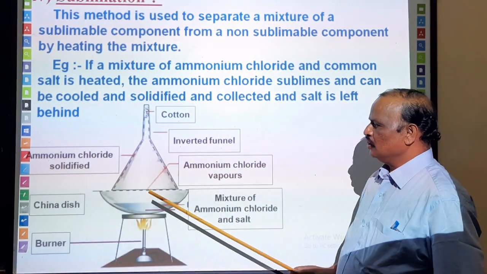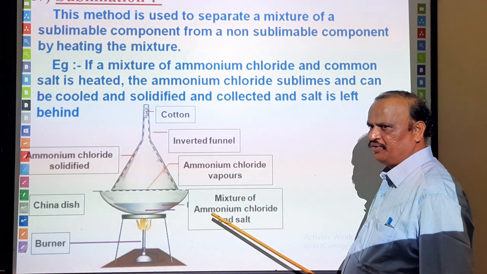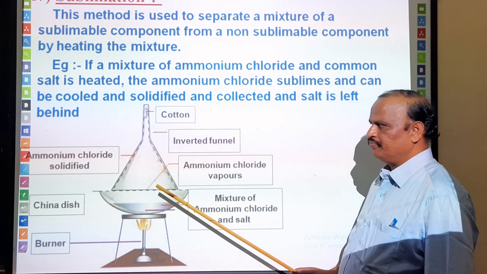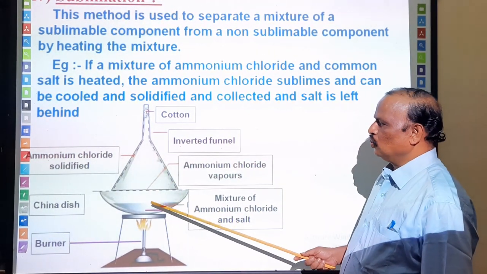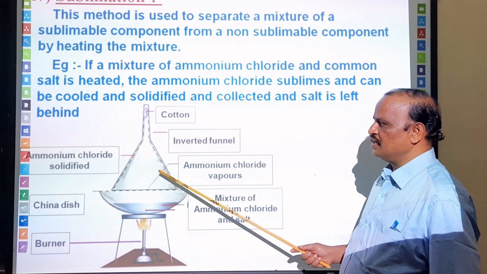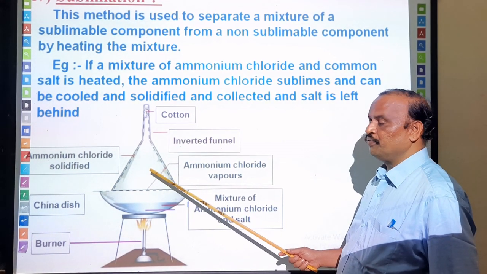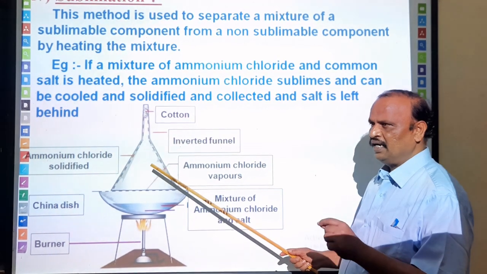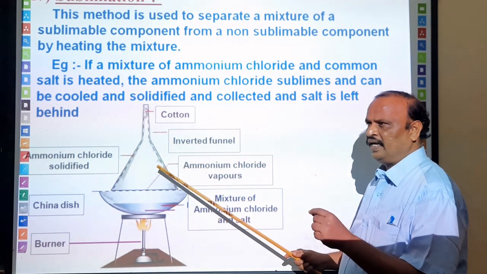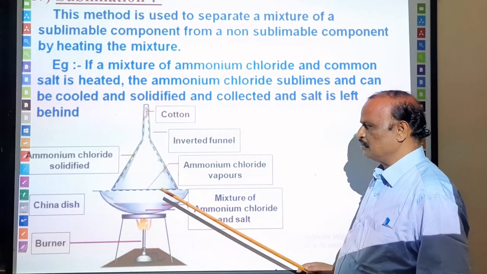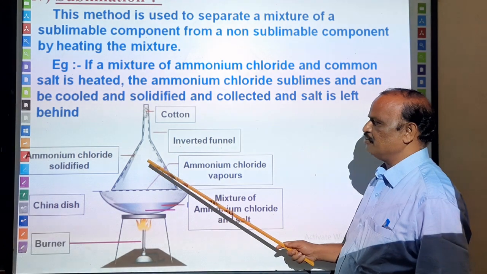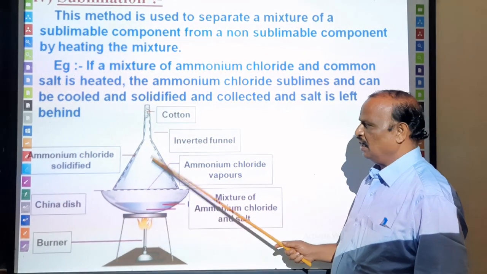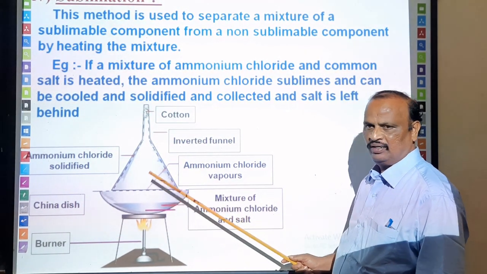Okay, sublimation. So you take an ammonium chloride and salt mixture and heat it. What happens there? Ammonium chloride undergoes sublimation, so gas is going to be produced when it reaches its sublimation point. Whereas the common salt does not undergo sublimation. So that gas can be collected here and separated from the salt.